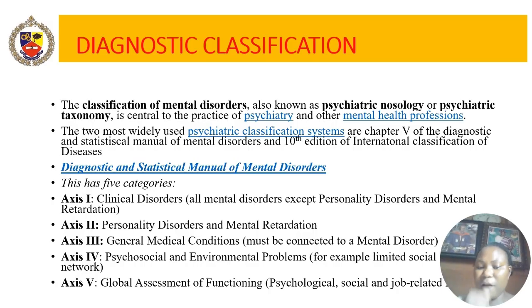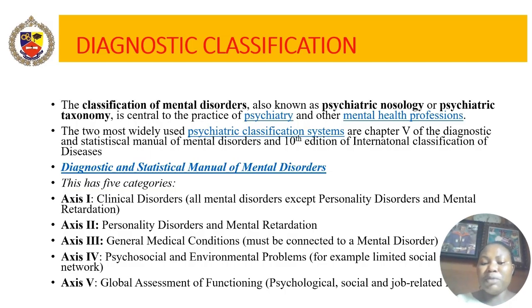Axis 3, we have general medical conditions, but these general medical conditions must be connected to a mental disorder, and this is how you are going to diagnose. So when you see a general medical condition that is connected to a mental disorder, then you know this is classification axis 3. Then axis 4 is psychosocial and environmental problems, for example, limited social network. So when there is a psychosocial and environmental problem, then it is axis 4.